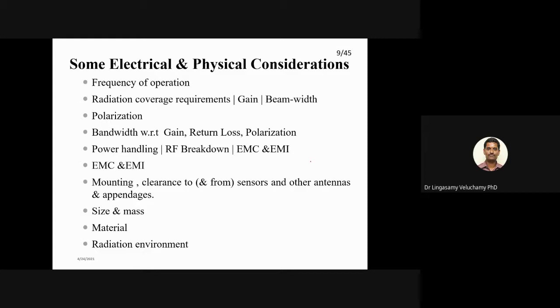Next is polarization. What polarization I'm going to operate with, we'll discuss later. And bandwidth with respect to gain. Bandwidth is a reference parameter. We can't ideally define bandwidth on its own; it has to be with respect to gain or return loss or something. Next is power handling, RF breakdown, EMI/EMC, and mounting or clearance to sensors, because we can't arbitrarily design antennas, as it will create an impact while deploying them. Next is size and mass, the material we are going to use, radiation environment, and many more.